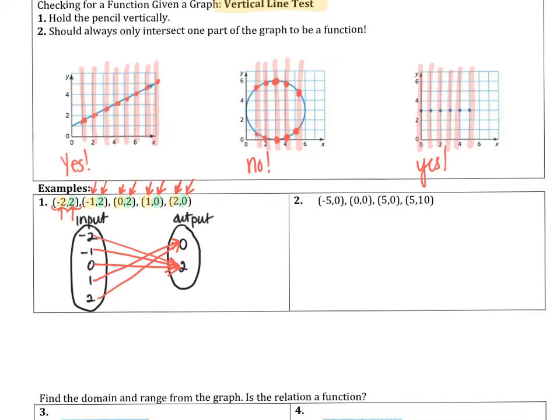So what I'm looking at is, does every x value only go to one y value? And the answer is yes. So is this a function? Yes, it is a function. Every x value has only one y value.